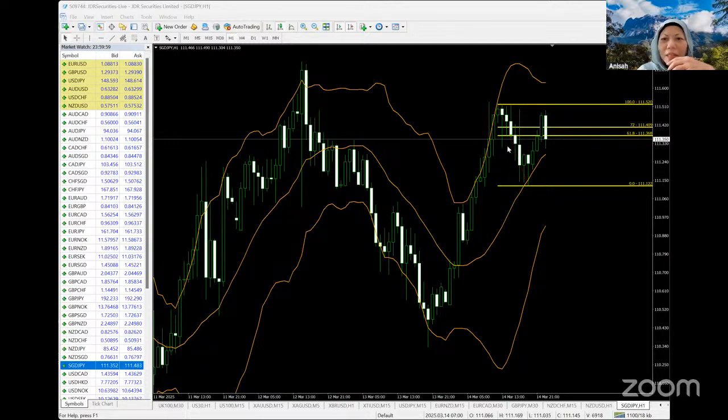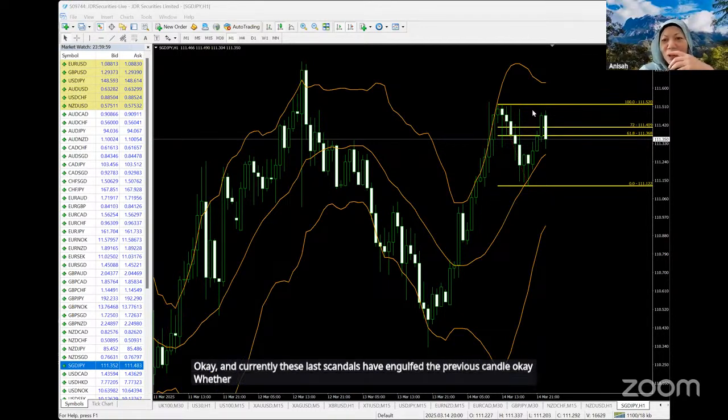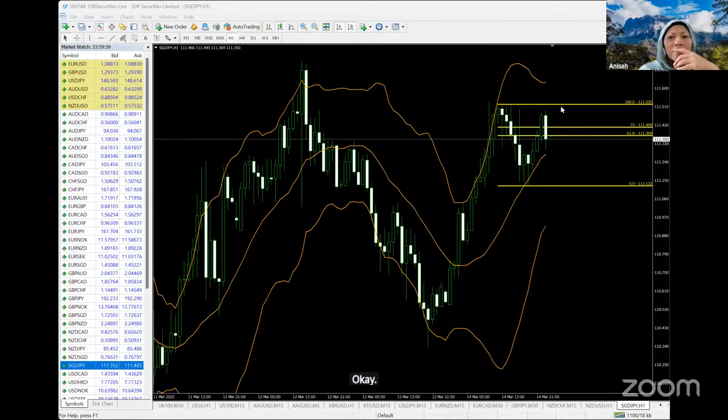Okay, you can see that. The price has gone beyond the 72. And currently the last candle has engulfed the previous candle. Whether or not this uptrend is going to continue, I would like to wait. So that's for Singapore yen.